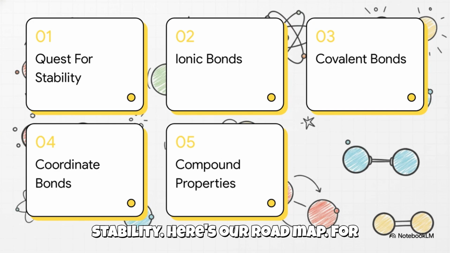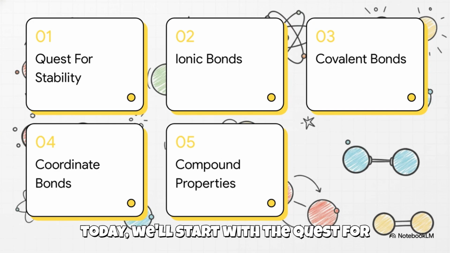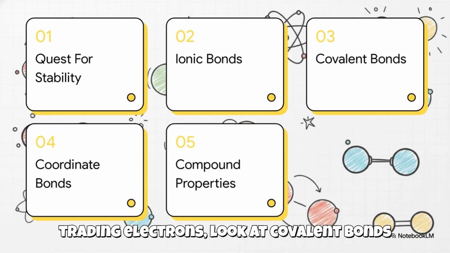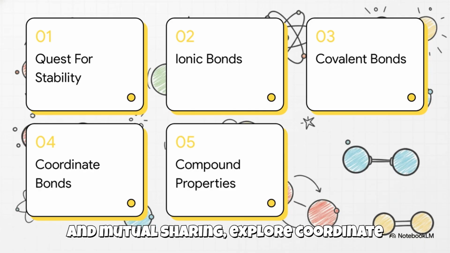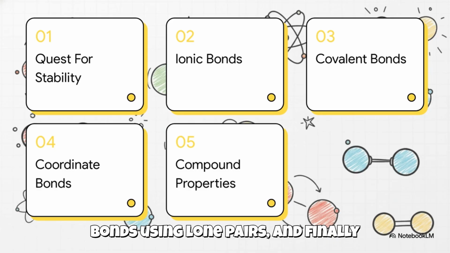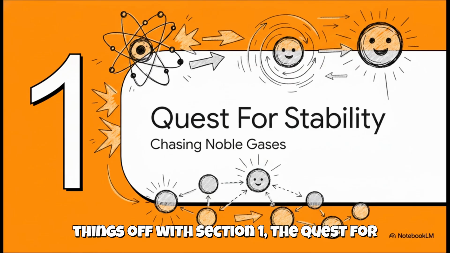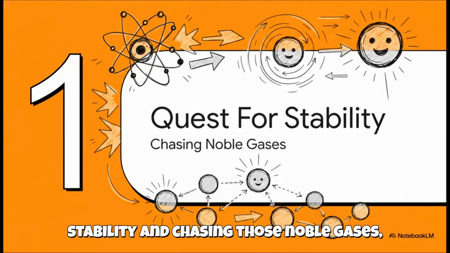Here's our roadmap for today. We'll start with the quest for stability, move into ionic bonds and trading electrons, look at covalent bonds and mutual sharing, explore coordinate bonds using lone pairs, and finally, compare compound properties. Let's kick things off with Section 1, the quest for stability and chasing those noble gases.